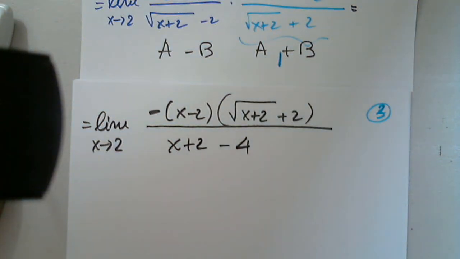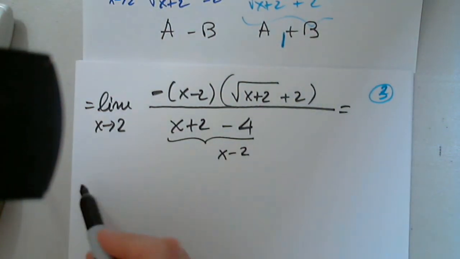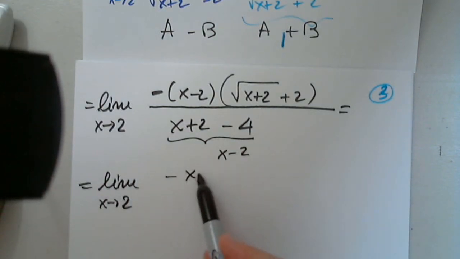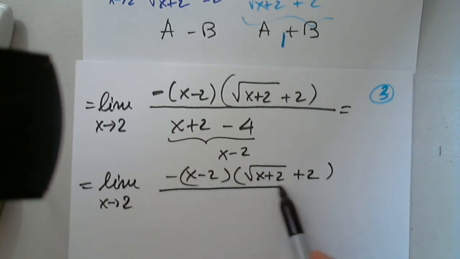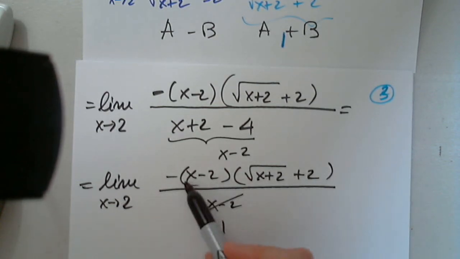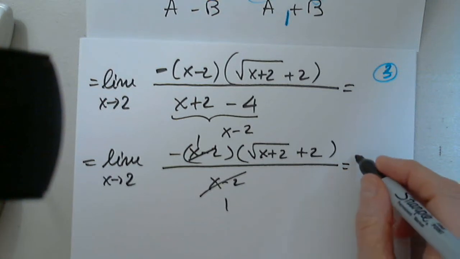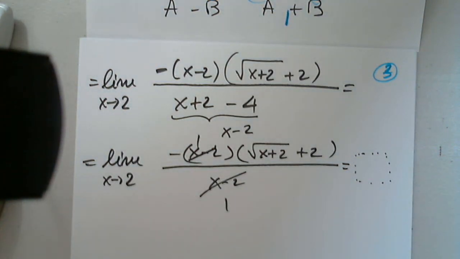Very good, awesome. So this becomes, remember, x minus 2. So limit as x approaches 2 of negative x minus 2, times the square root of x plus 2 plus 2, over x minus 2. The problem is gone. There is no more 0 over 0. And now I can drop the limit operator as long as I write a number here. No x or something else. So what do I write?